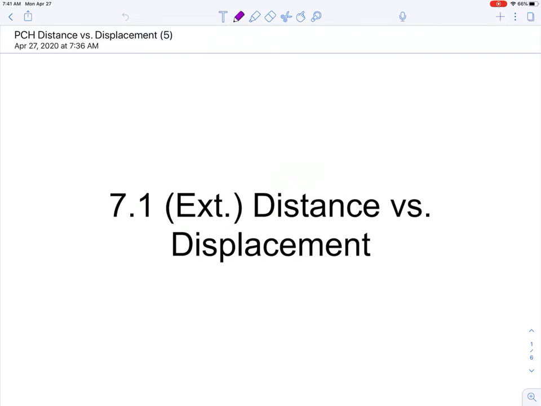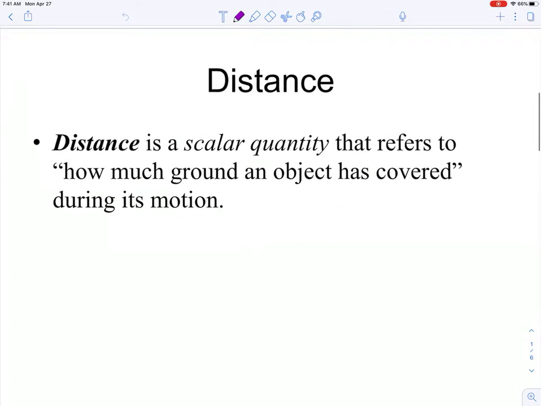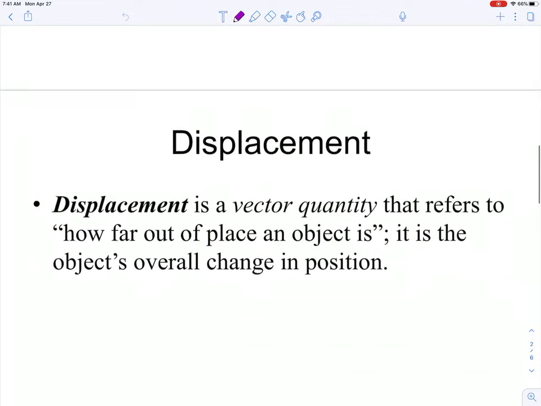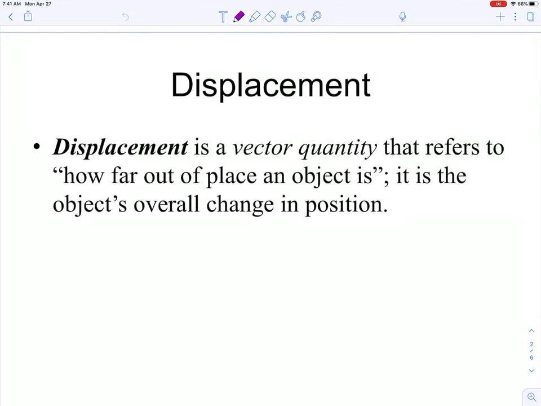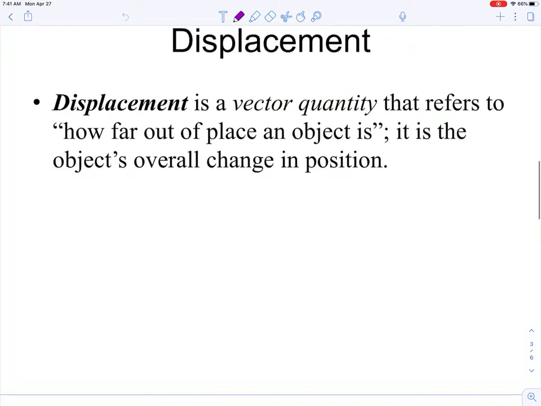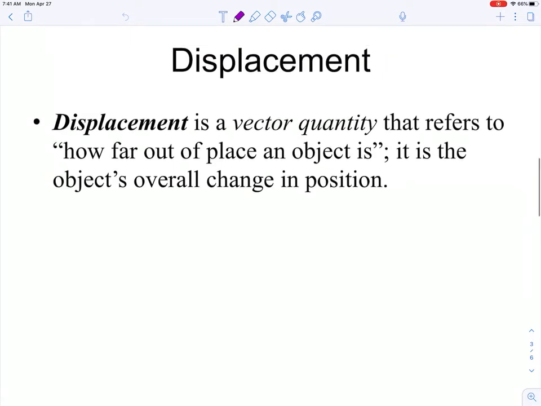An extension of section 7.1 from the textbook. It's not actually in the textbook, but I think it is important to discuss the difference between distance traveled and displacement. So distance is a scalar quantity that refers to how much ground an object has covered during its motion, whereas displacement is actually a vector quantity that refers to how far out of place an object is, and it's the object's overall change in position.